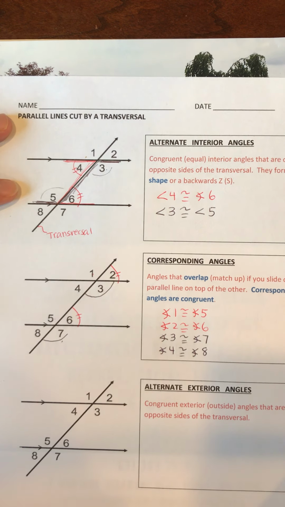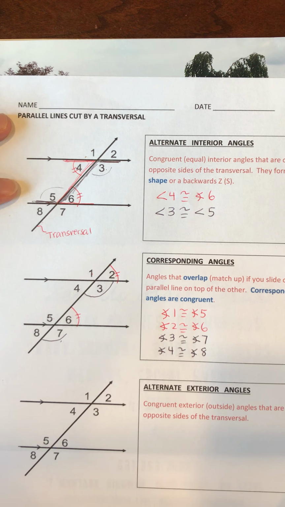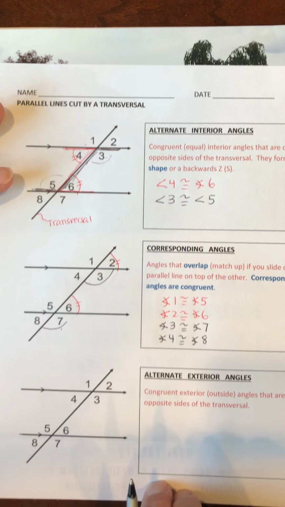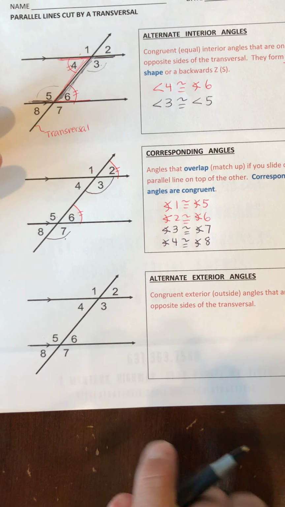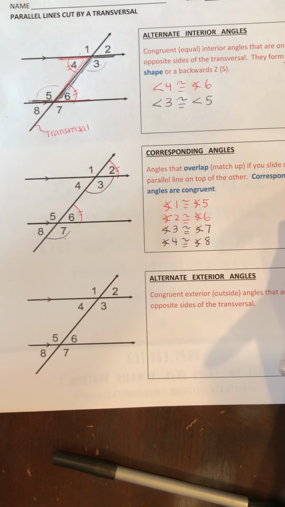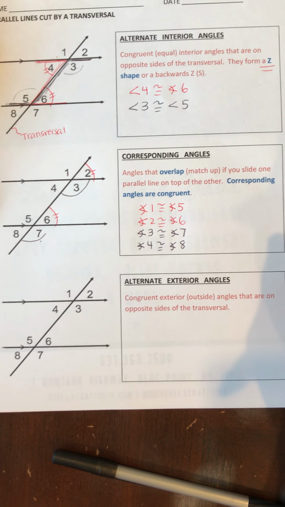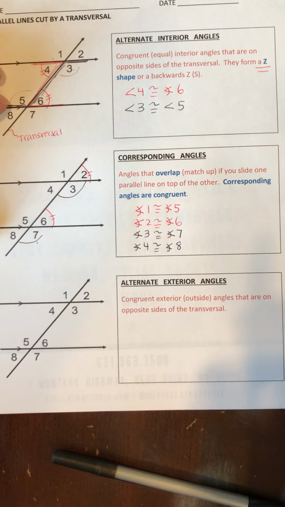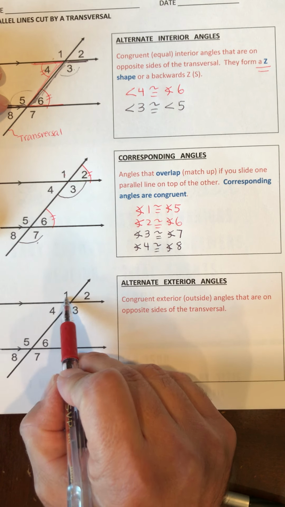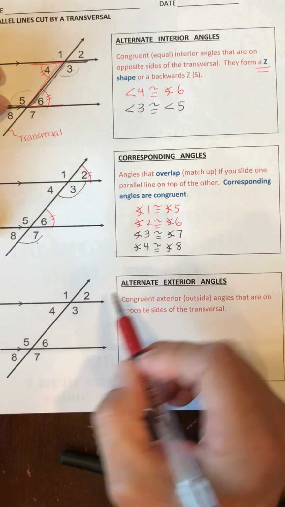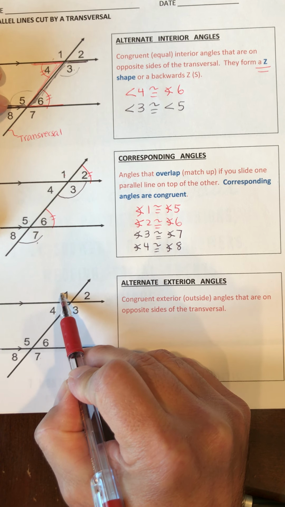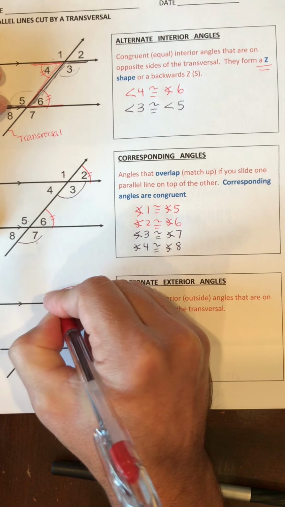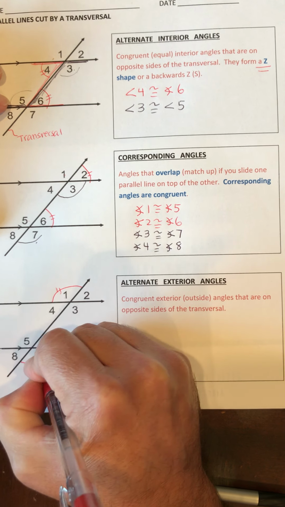There's one more angle relationship that's new. The rest of them you already know. The last one is alternate exterior, and this is very similar to alternate interior. These are exterior angles that are on opposite sides. My exterior angles are 1, 2, 7, and 8. Notice 1 is to the left of the transversal, 7's to the right. So they alternate sides. 1 is congruent to 7.